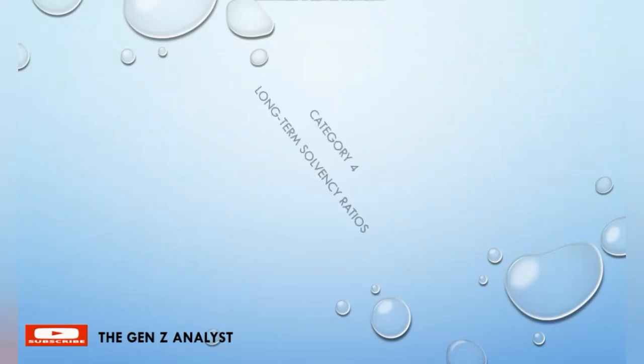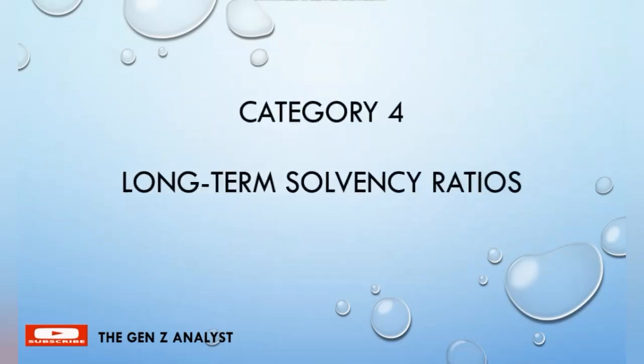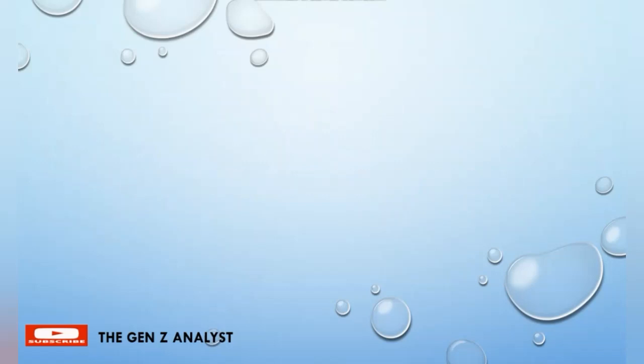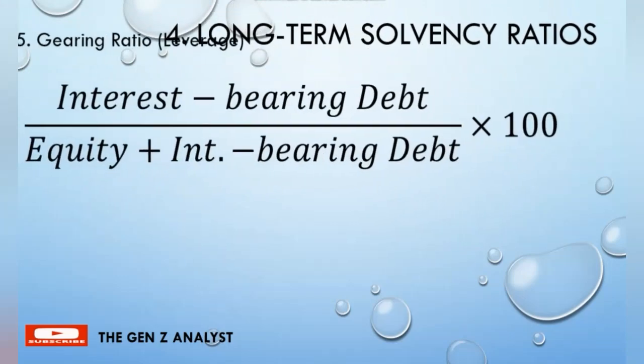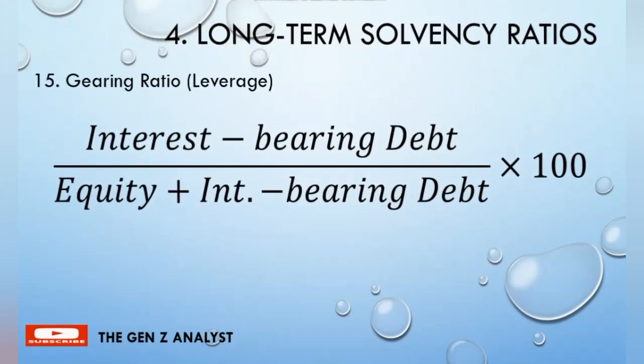All right. Then our next category of ratios is the long-term solvency ratios. We want to look at the first one, which is the gearing ratio, or what you call leverage. When we talk about leverage, it is concerned with the mix of long-term debt and equity that the firm uses to finance its operations. That is leverage or gearing.